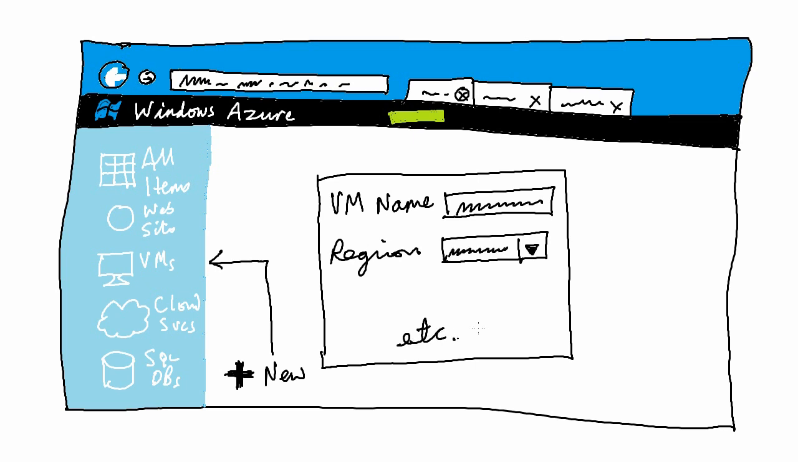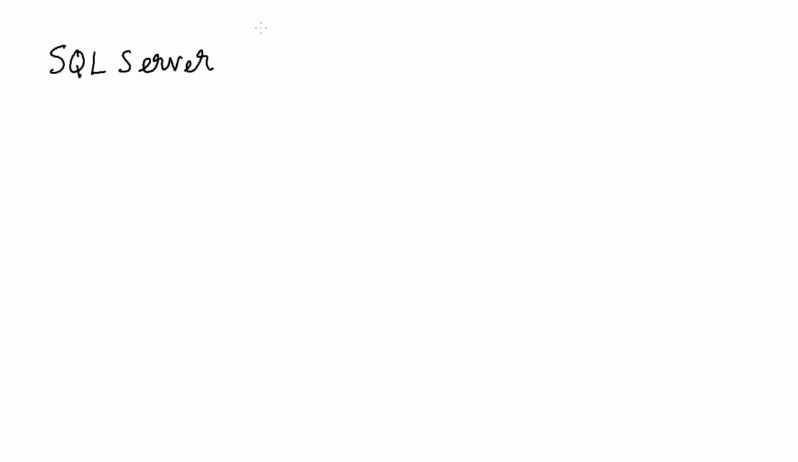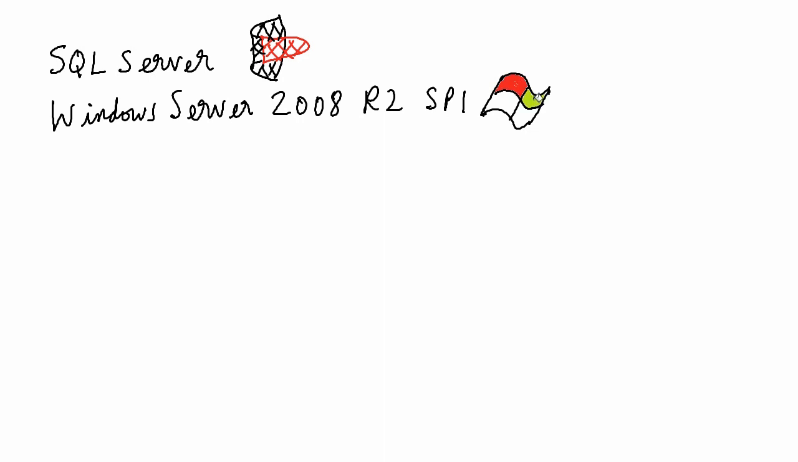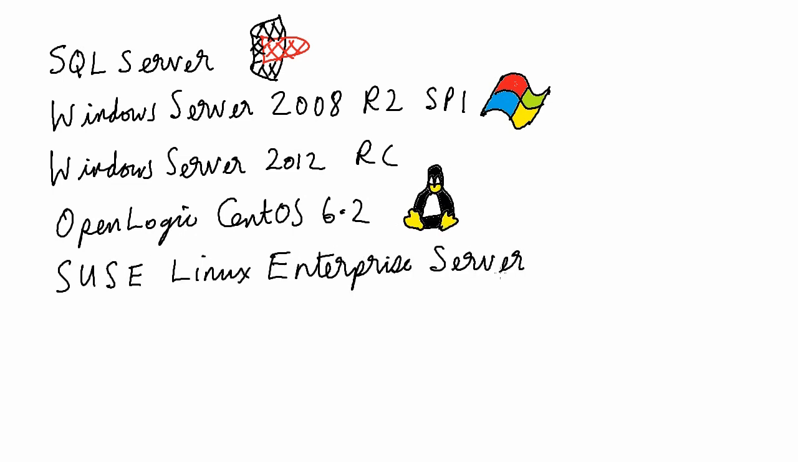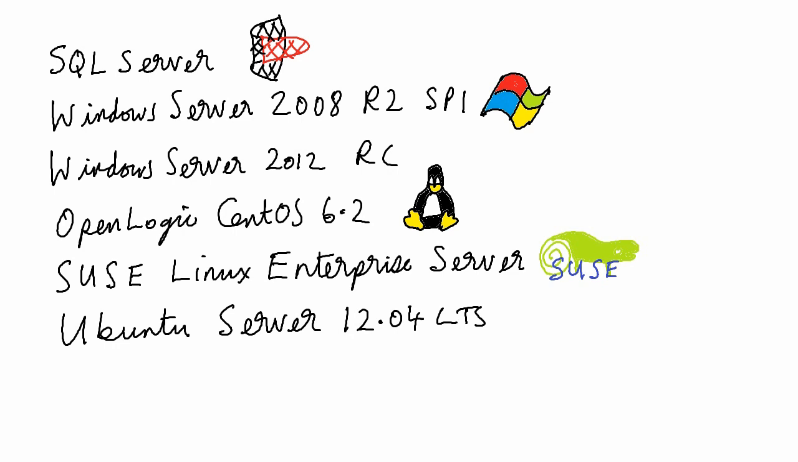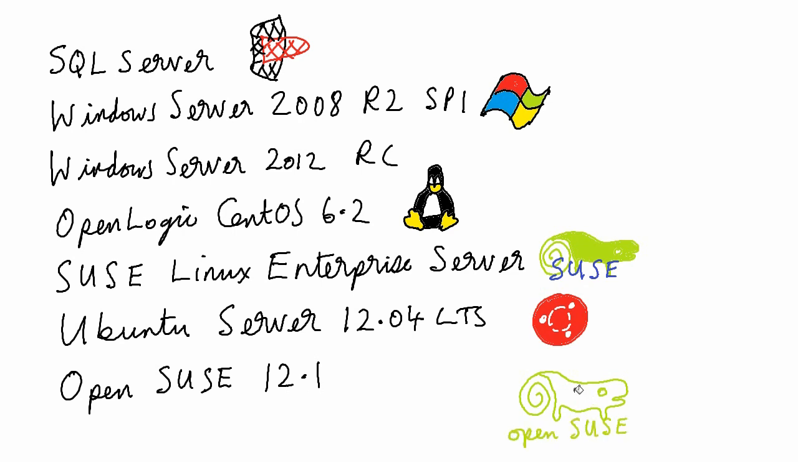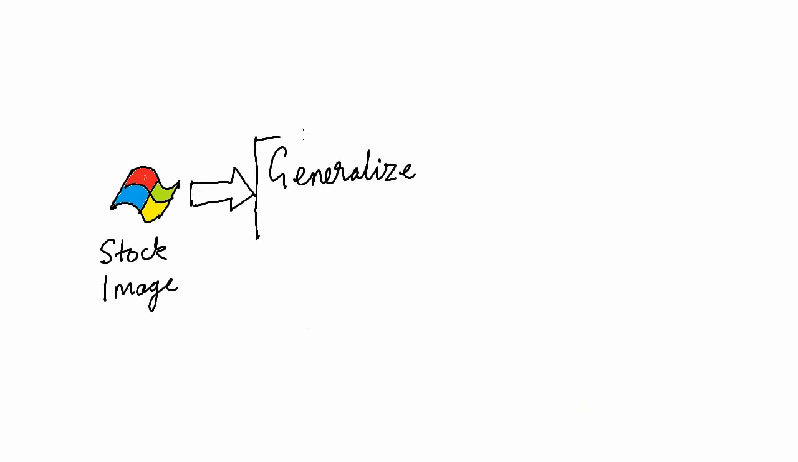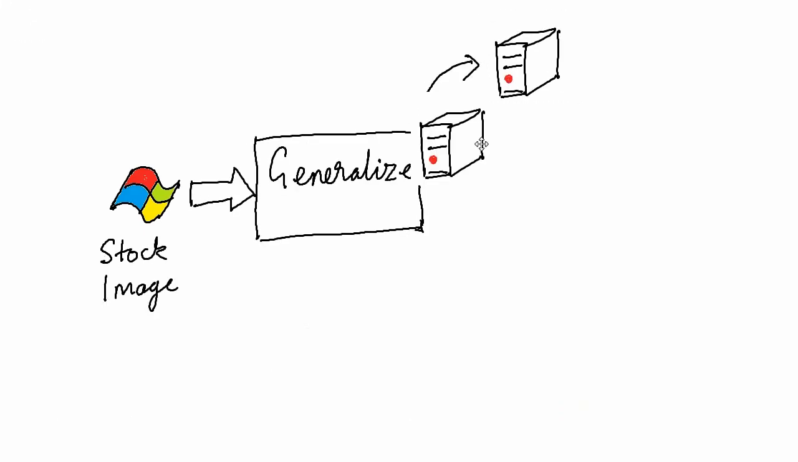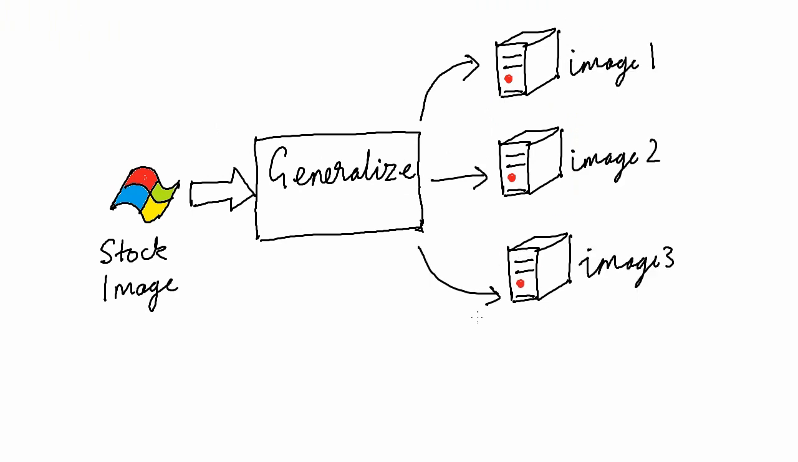The list is continually growing, but currently you can create a Windows Server 2008 R2 SP1 with SQL Server 2012 Evaluation Edition, a vanilla Windows Server 2008 R2 SP1, a Windows Server 2012 VM, an OpenLogic CentOS 6.2 VM, a SUSE Linux Enterprise Server VM, an Ubuntu Server 12.04 LTS, and OpenSUSE 12.1 VM. Or you can select from a library of other machines you've created yourself in the past. You can customize and generalize one of the stock images so that anytime you need to deploy a VM with that particular setup and collection of applications installed, it can be done easily.